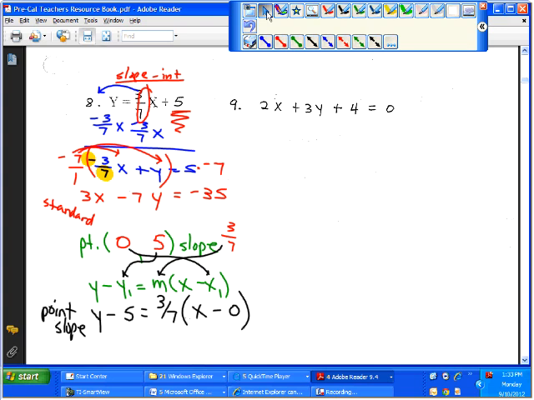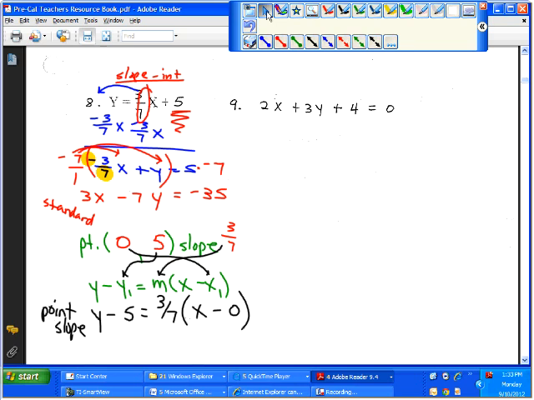Any questions on number 8? Okay. Now, number 9 is in a distorted version of standard form. Some textbooks will actually call it standard form.